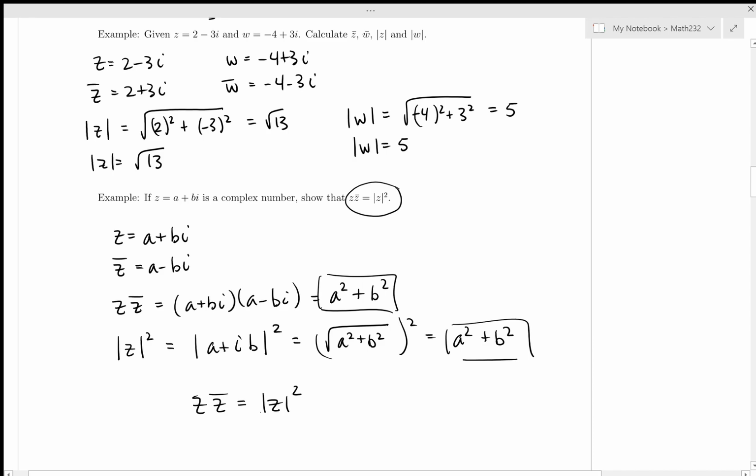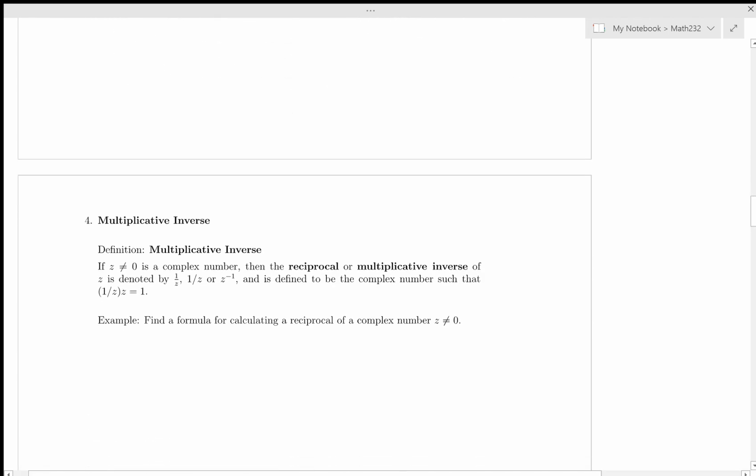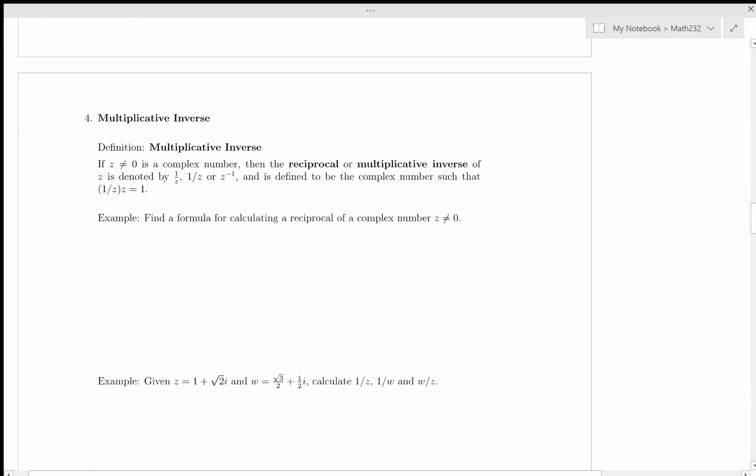Okay, we're going to get some geometric interpretation of this coming soon. Next point, the multiplicative inverse. So if we have some complex number Z, we want to know what number we multiply it by in order to get the multiplicative identity 1. That is the multiplicative inverse. In this case, it is a reciprocal, so it's a reciprocal or a multiplicative inverse.